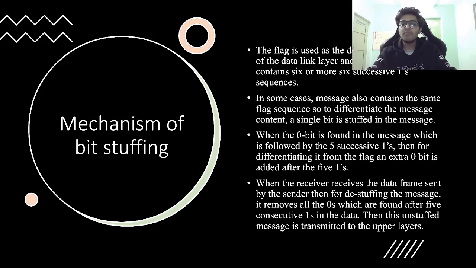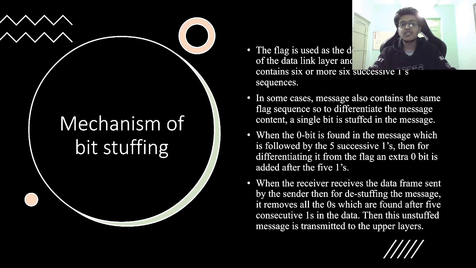When a 0 bit is found in the message which is followed by 5 successive ones, then to differentiate it from the flag, an extra 0 bit is added after those 5 ones. When the receiver receives the data frame sent from the sender, for destuffing, it removes all the zeros which are found after 5 consecutive ones in this data. This unstuffed message is transmitted to the upper layers of the hierarchy.